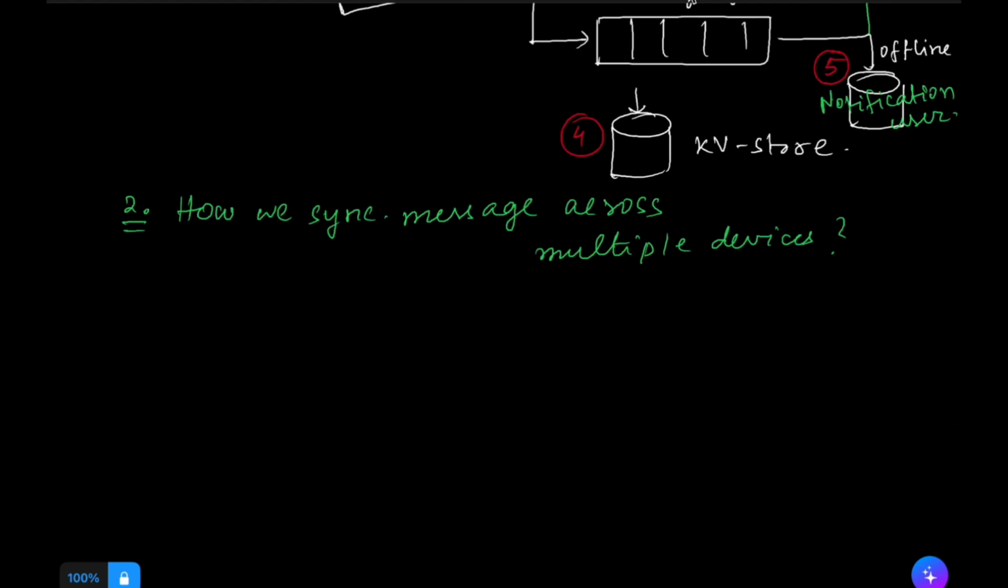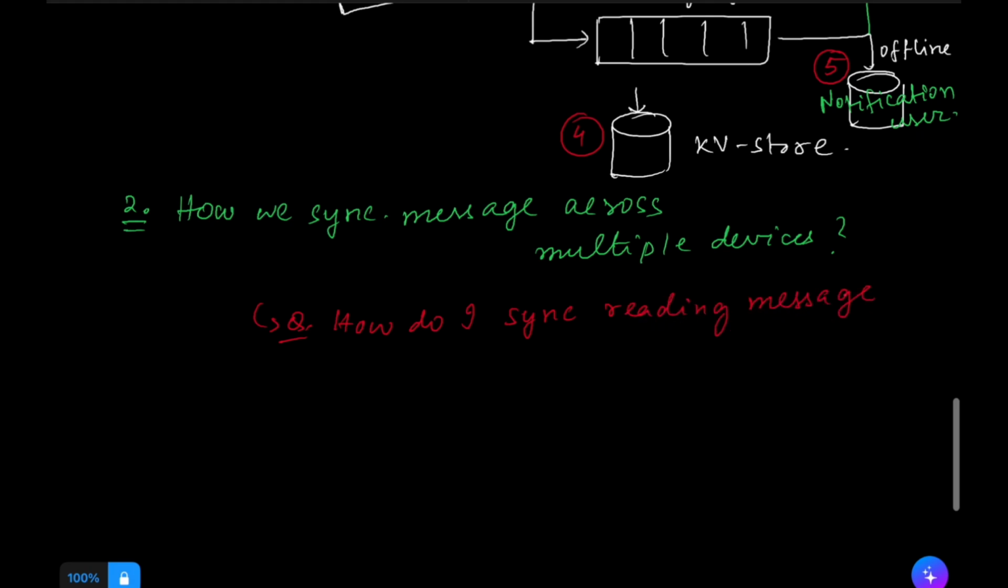So the question is, how do I sync reading messages across multiple devices, such as my phone or the PC, etc.?